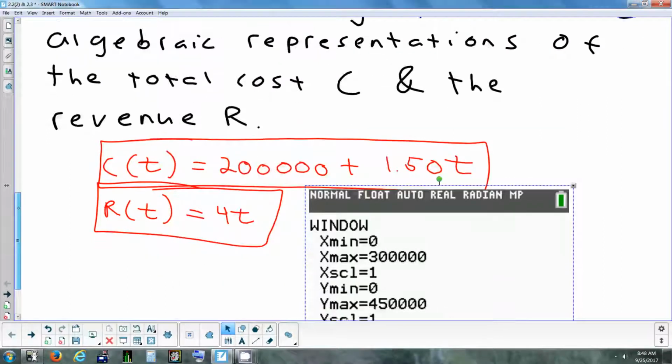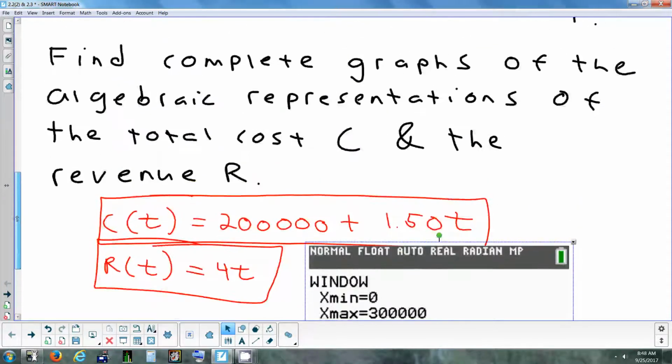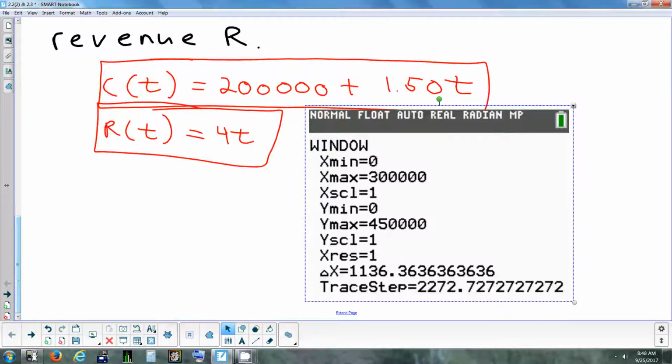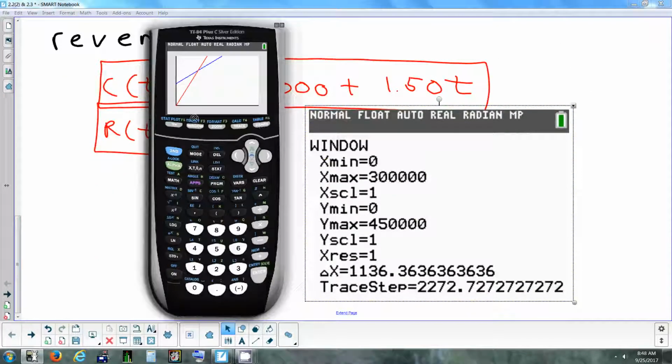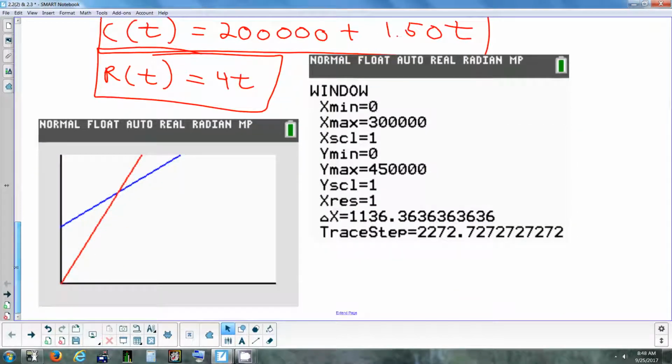So that's not the only answer for the window, but those are values that work. Okay. So the direction said find a complete graph, and we've done that. Okay, I want to see the graph. There's our graph. Okay. Any questions on that?